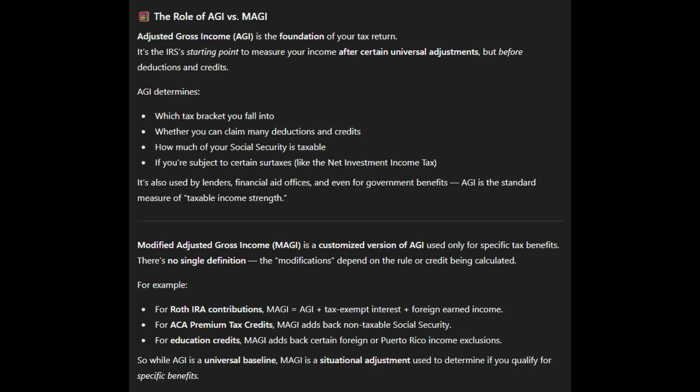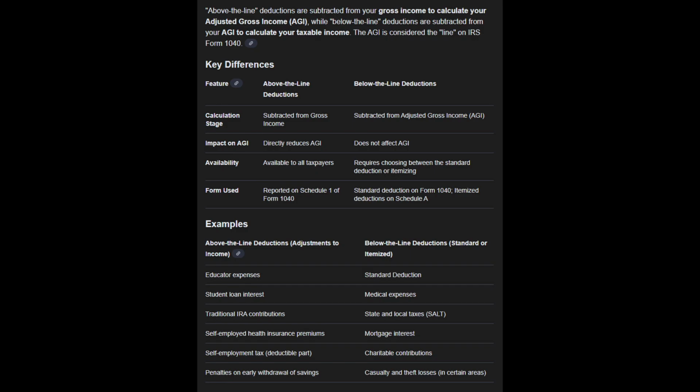Most tax software can automatically determine your eligibility for deductions and credits based on your AGI or your MAGI. However, doing it manually even once helps you understand how the system actually works, making you far better at spotting opportunities or mistakes later. You might have heard of above-the-line versus below-the-line deductions. Think of the line as your AGI, the most important number on your tax return.